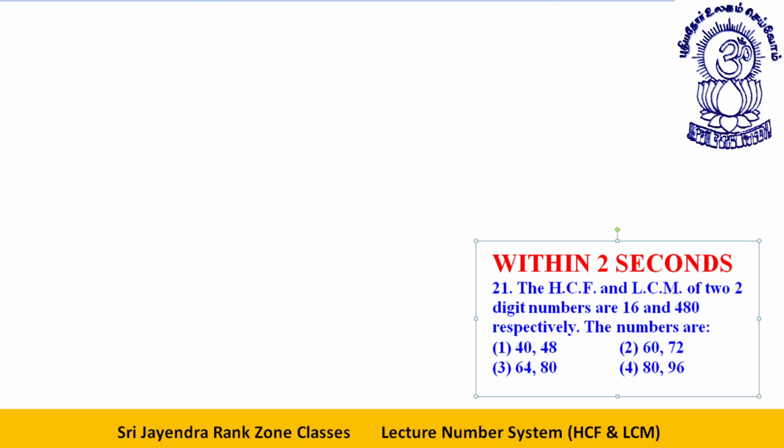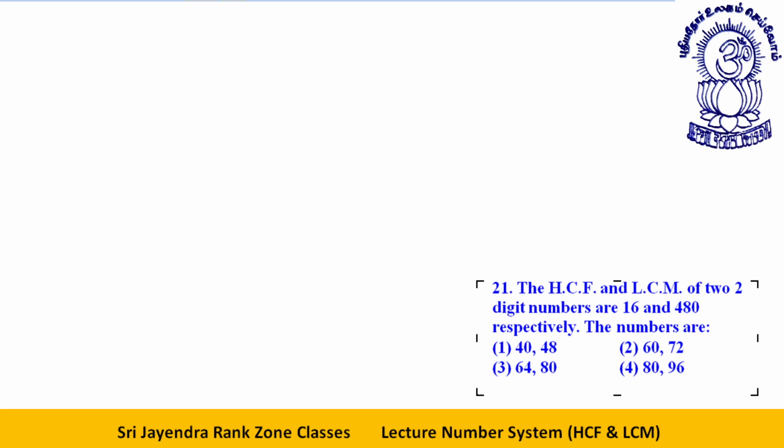This is the question now. I hope it is readable. The HCF and LCM of two two-digit numbers are 16 and 480. A into B, we know the property, HCF into LCM. We have two two-digit numbers, and HCF and LCM are 16 and 480. We need to find the numbers.